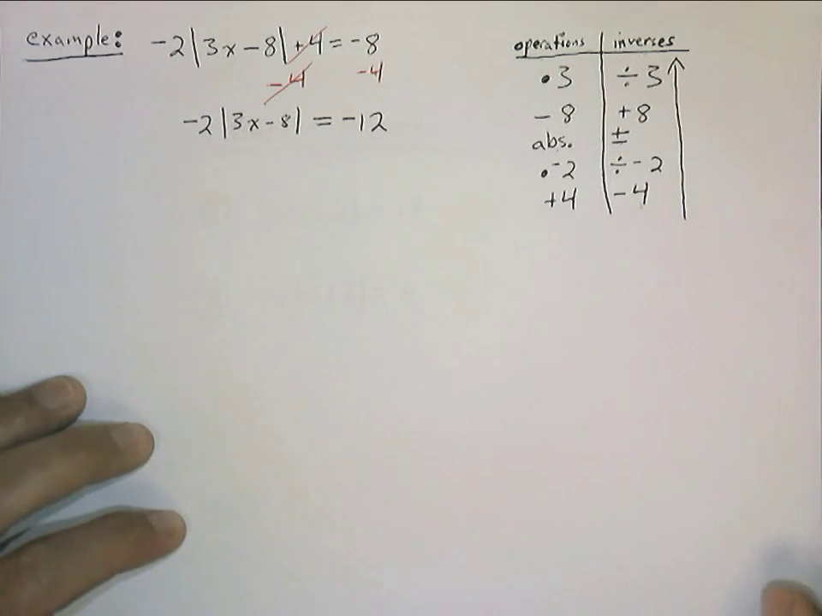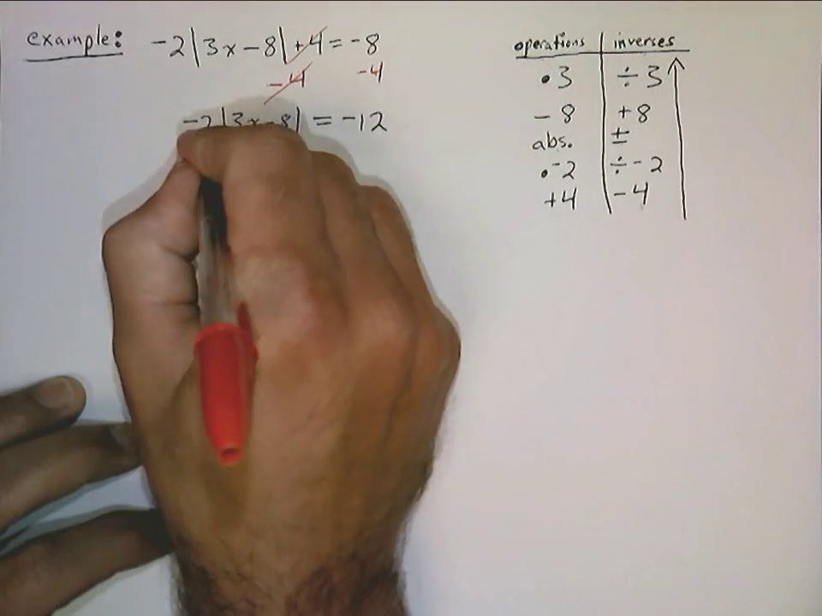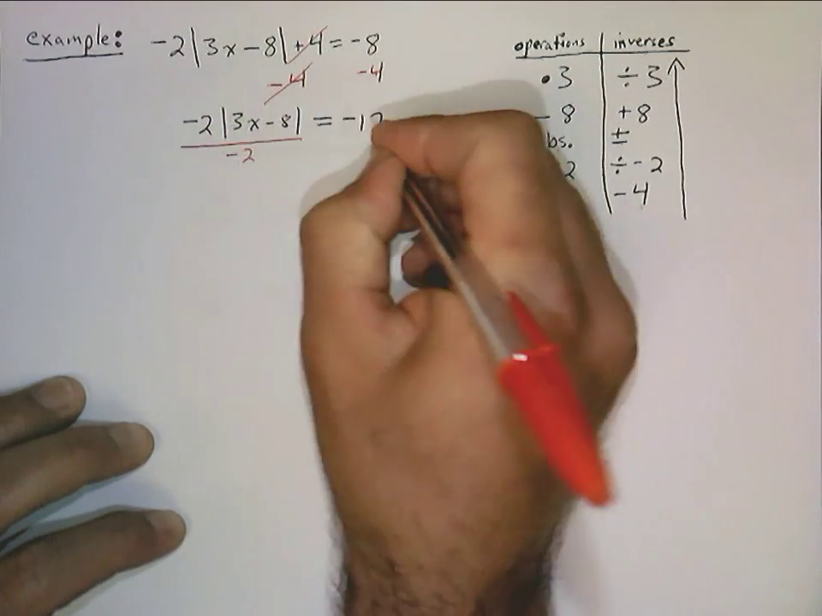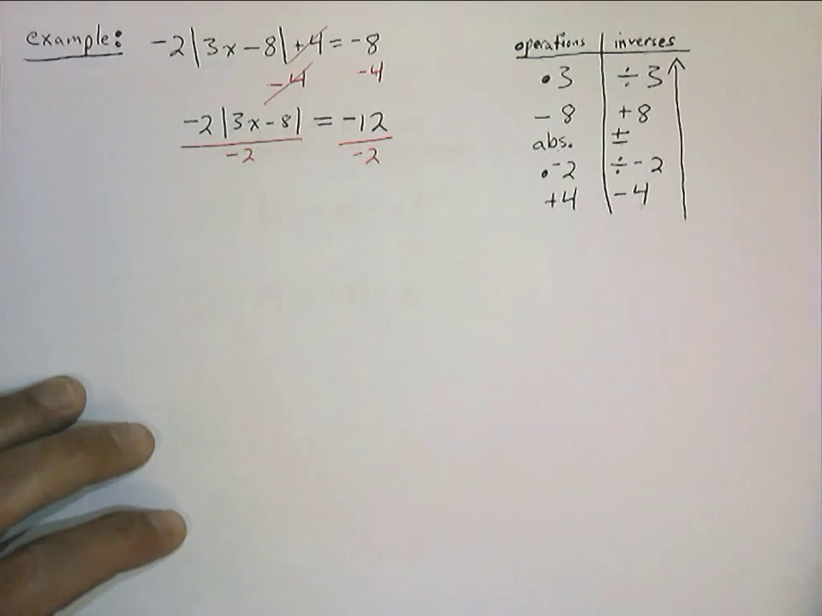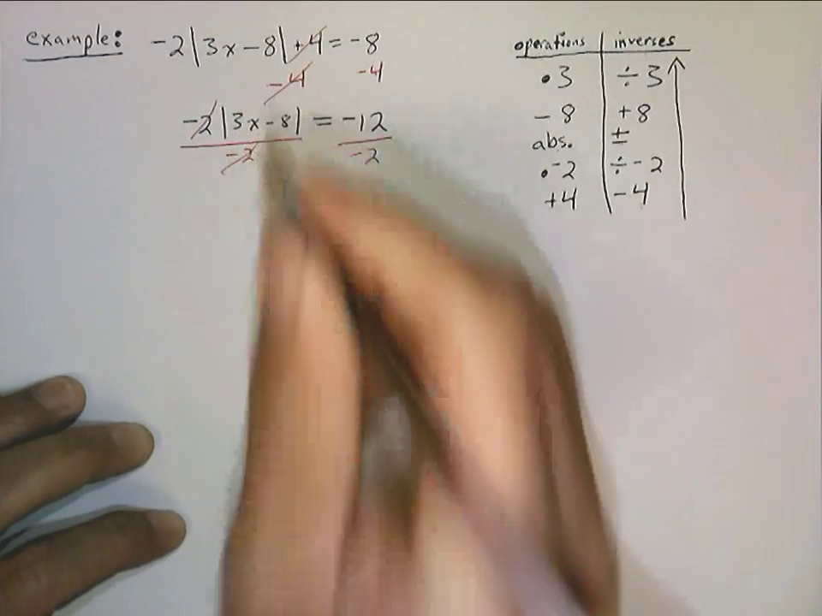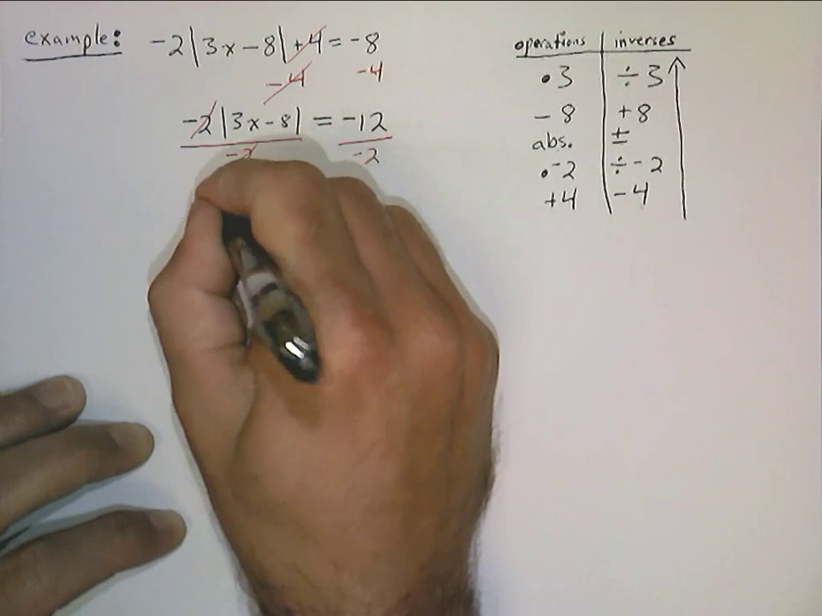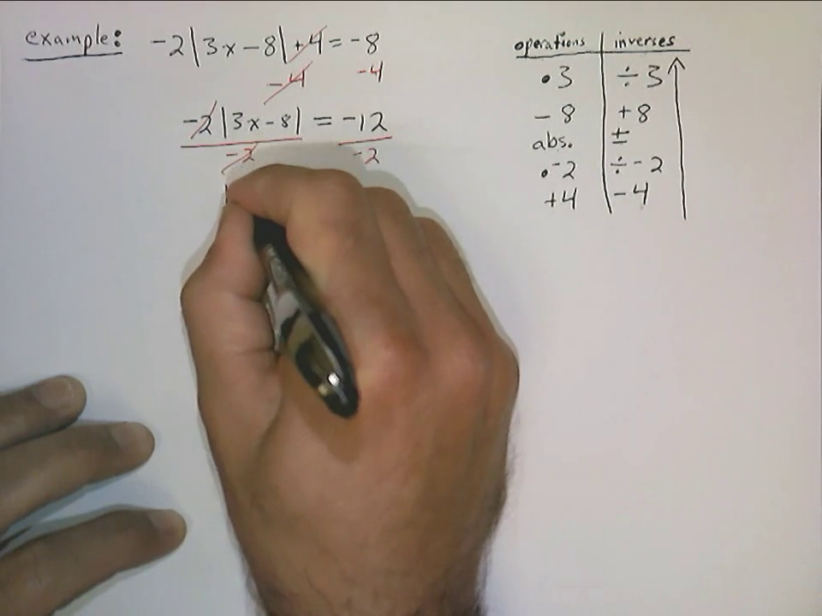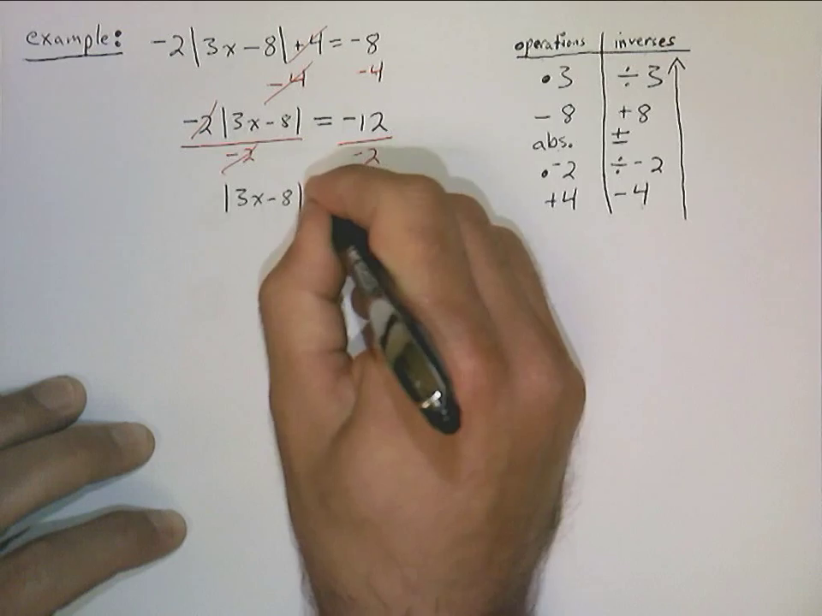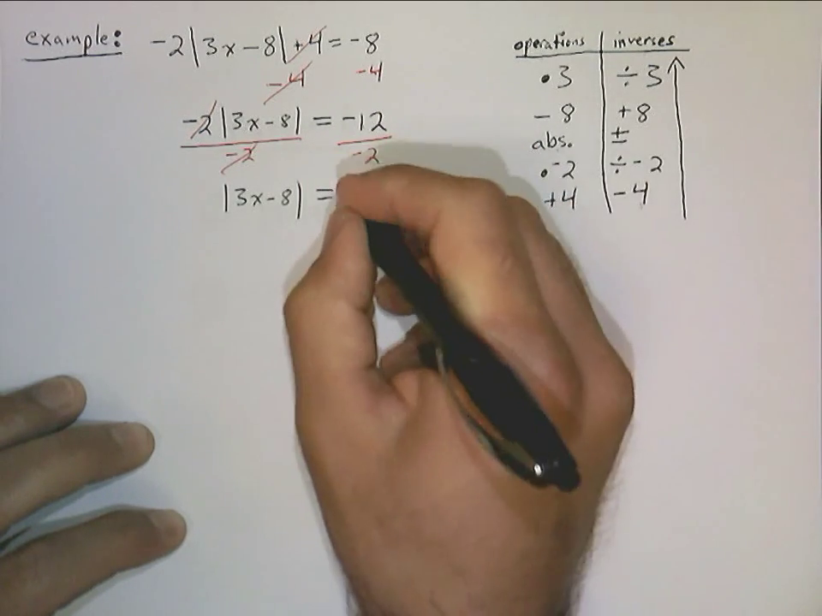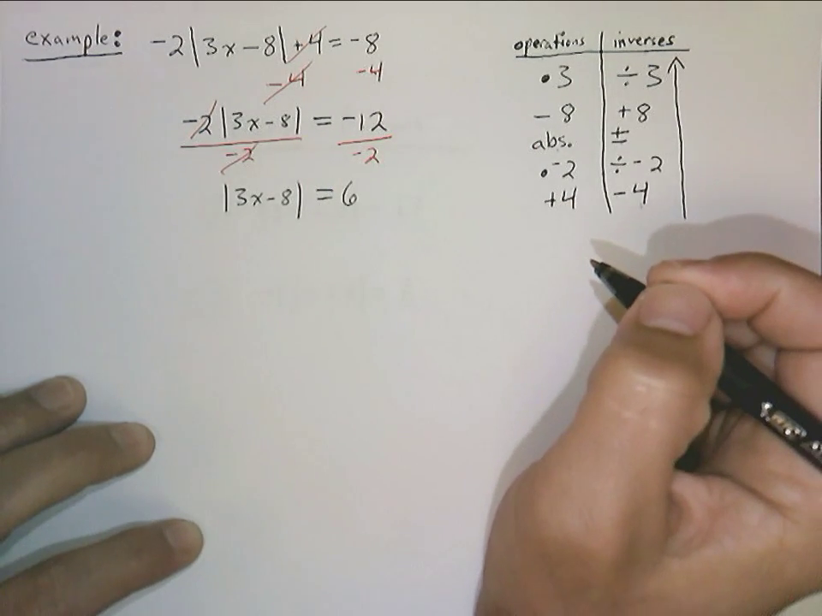Now we need to do this thing and divide both sides by negative 2. Of course, that means that those two factors are going to cancel each other out. So we're left with the absolute value of 3x minus 8 is equal to negative 12 divided by negative 2, which is positive 6.